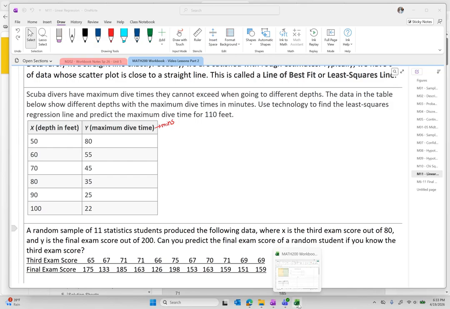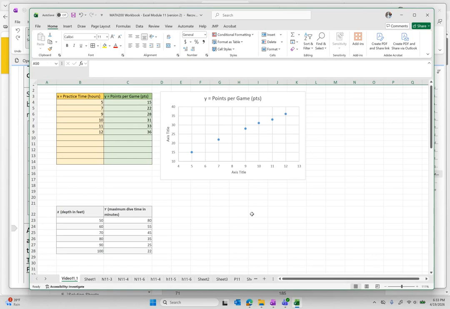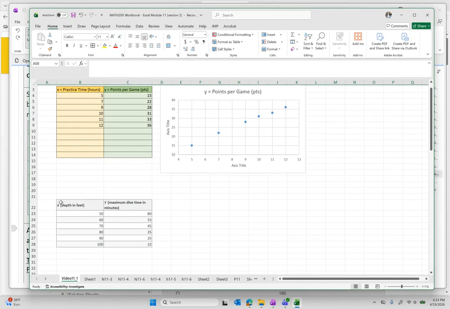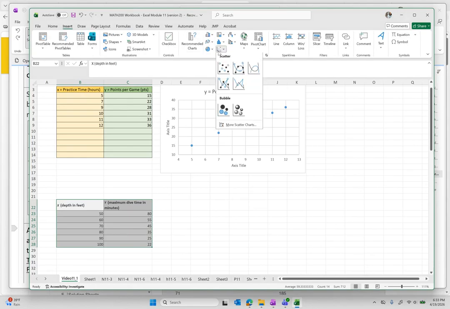So we will use technology to find the line of best fit, and I will use Excel. I have copied here the depth in feet and the maximum dive time in minutes, and I will highlight the titles and the data values and insert a scatter plot.